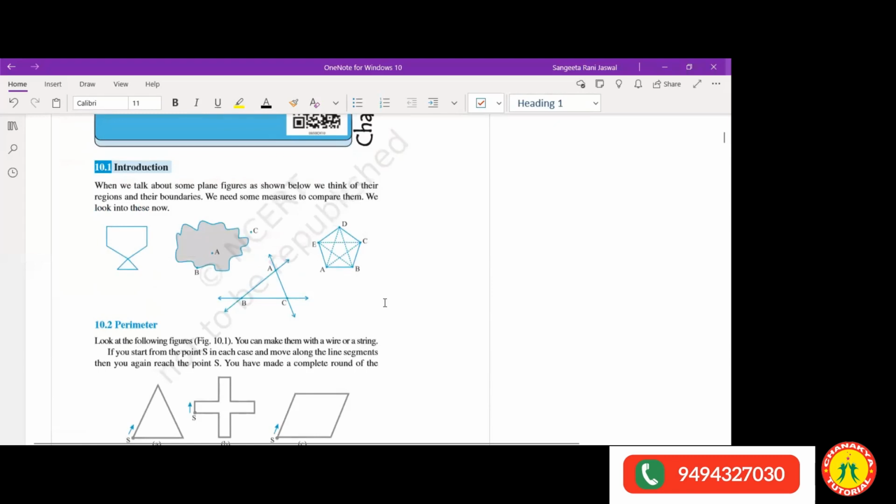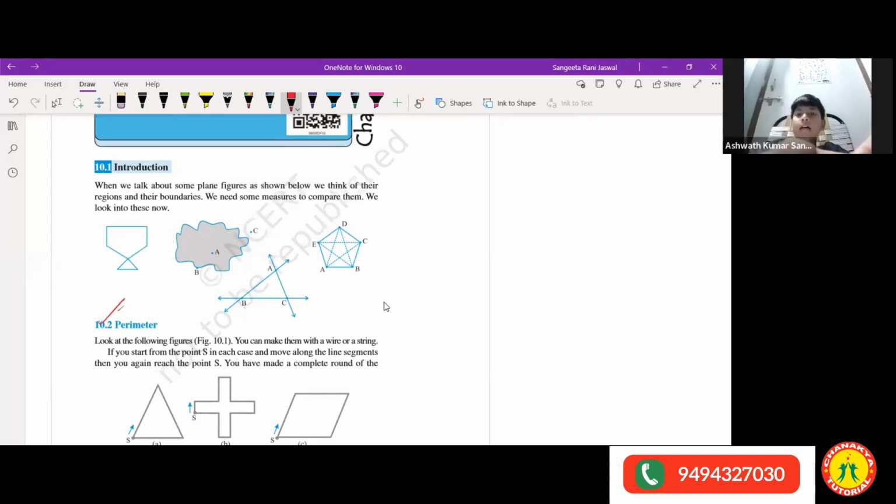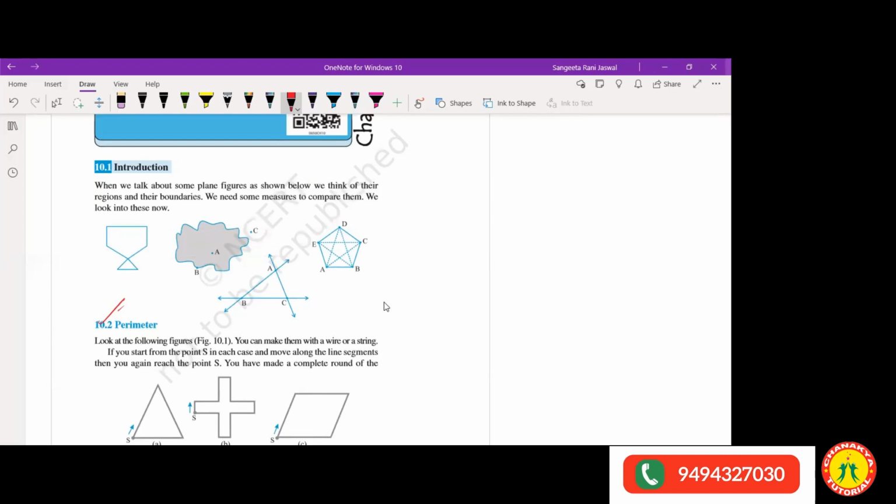So that's perimeter first. So what is perimeter? Ashwath, can you tell me what is perimeter? Ma'am, the boundary is called the perimeter. Yes, the boundary of any shape is called the perimeter. Suppose this is the shape, the total boundary of this is the perimeter. Okay, very nice.